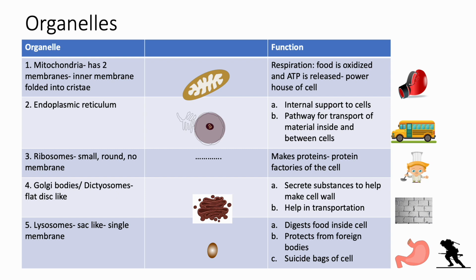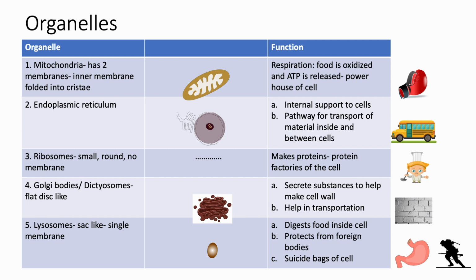Endoplasmic reticulum. It is a network of flattened sacs, and the outer membrane of the nucleus is directly in connection with the endoplasmic reticulum. And it's a pathway for transport of material inside and between cells.